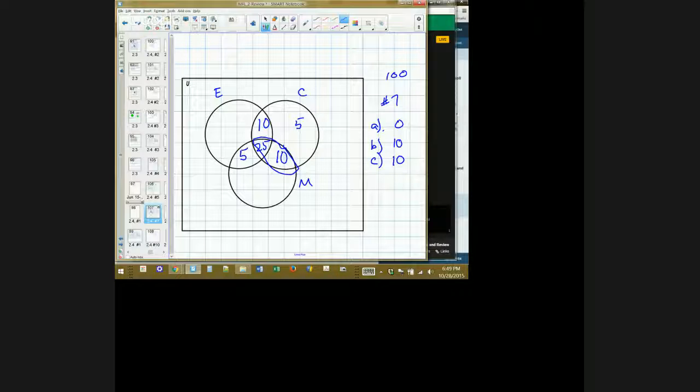And the next one, math, 40. We currently have 40. So there's nothing out here. You could even do this if you want, or just leave it blank. And then English, 60. 35, 40. So we need 20. Okay.